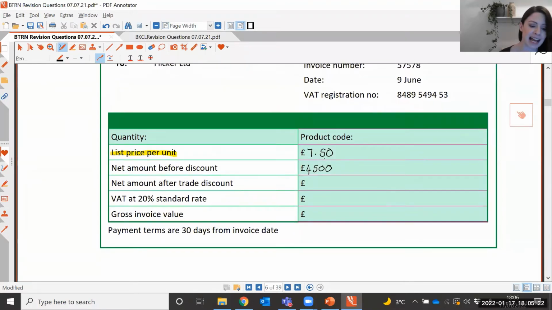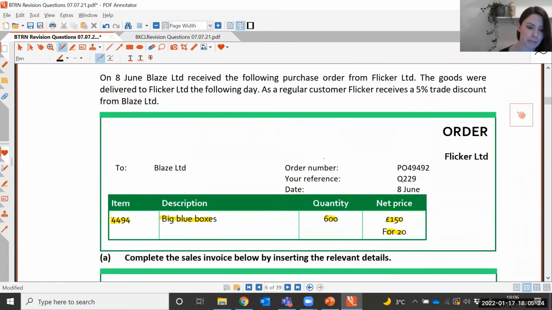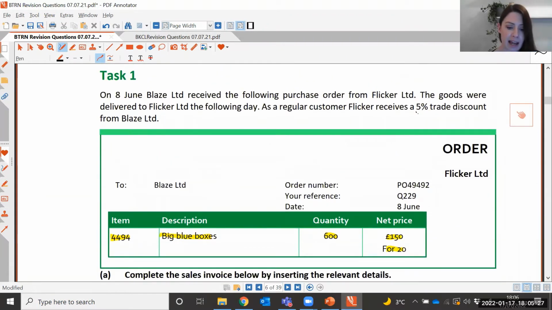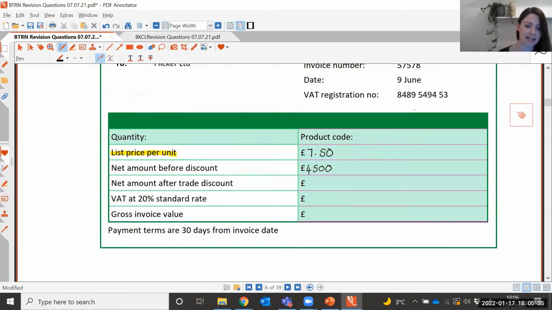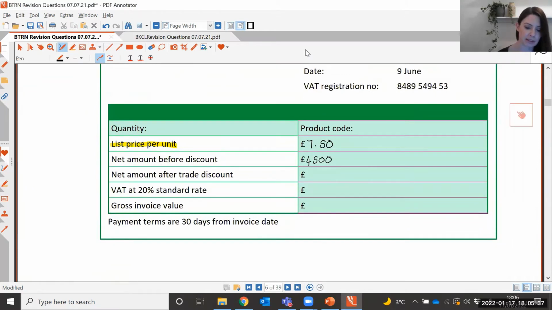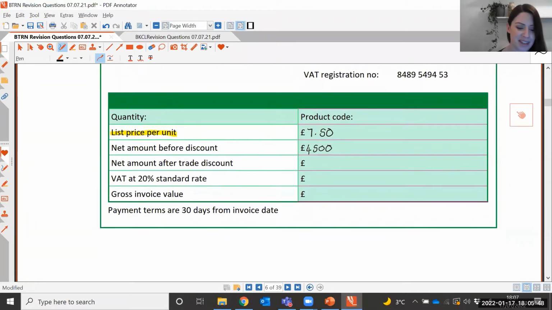Okay, so the net amount after the trade discount. So if we remember, they are receiving a 5% trade discount. So what will the net be after the discount? Thank you, Melanie. Well done. Yeah, so it's 4,275. Good, Elizabeth. Good, Paula. Yeah. So it's just the 4,500 minus the 5%.